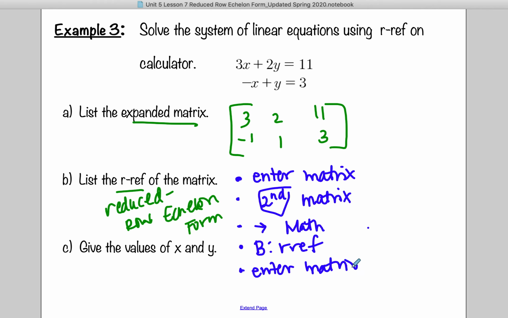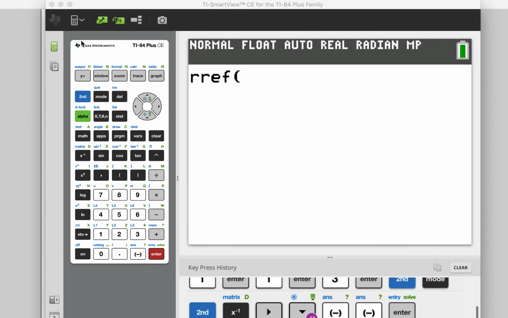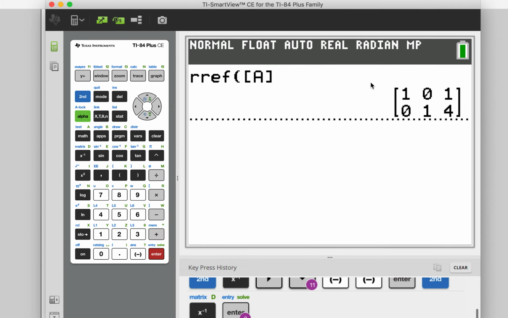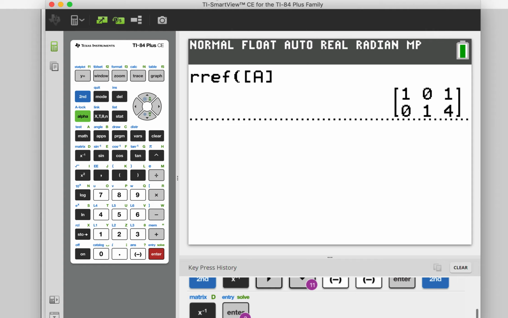Matrix A. Okay, so we go second matrix. Oh shoot, tried to grab the wrong calculator. We go second matrix, and I grab matrix A, and then I hit enter. And there is my reduced row echelon form matrix. 1, 0, 1, 0, 1, 4. Here is my goal. I have met it. And then this is your X and this is your Y.